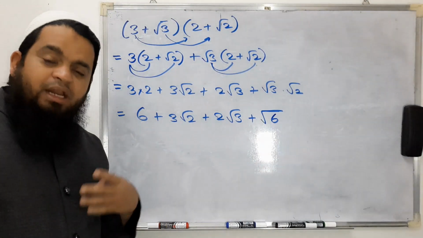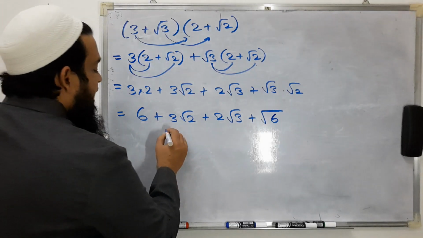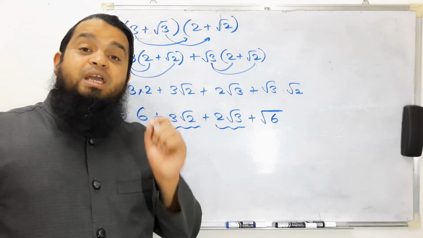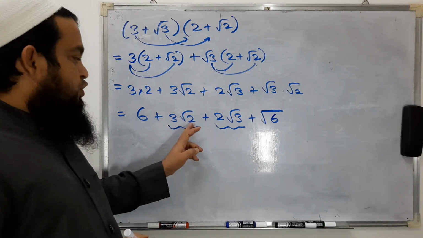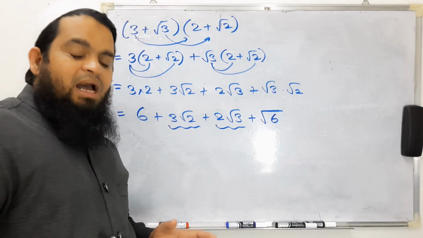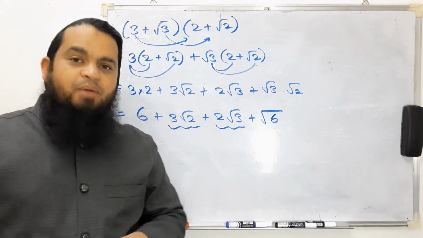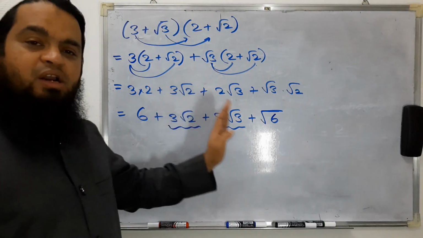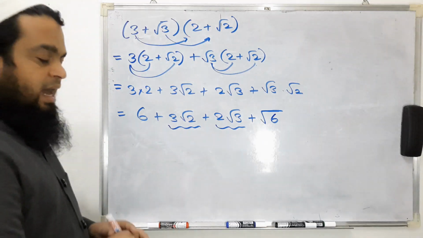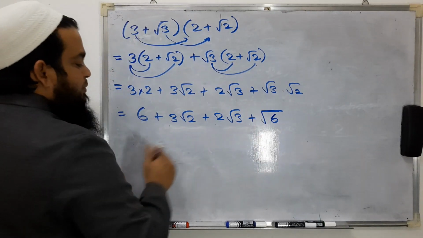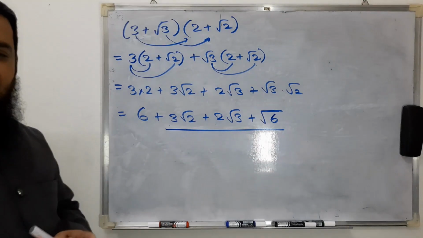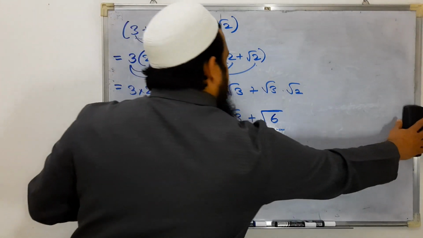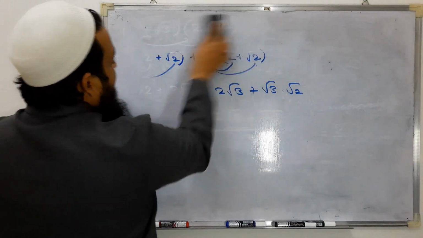So this is the answer. And before going to the next one, I just want to ask you, can you add these two? No, we cannot add, because √2 and √3, it's the same as what we have studied in algebra, unlike terms. They are not equal. √2 is different, √3 is different, therefore we cannot add. So 6 + 3√2 + 2√3 + √6 is the answer for the first part. Fine, I hope everybody understood this question. Now let us go for the second one.